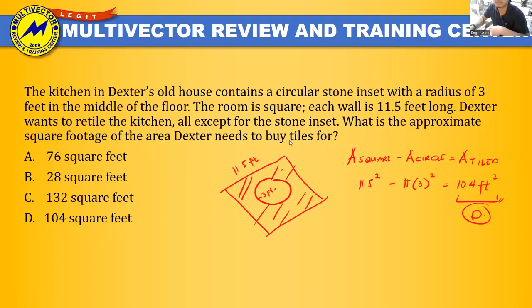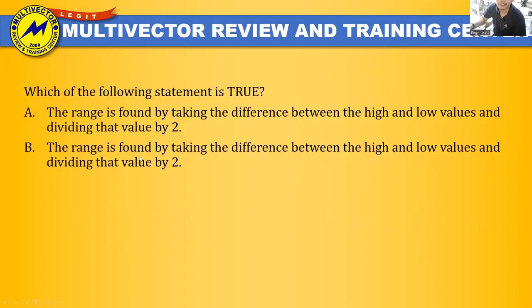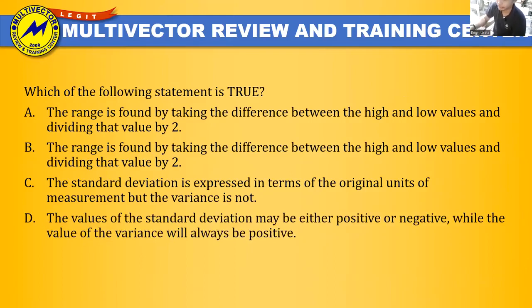Next problem. Okay, so which of the following statements are true? Okay, so dito, sinabi niya, if the range is found by taking the difference between high and low, dividing by 2. Okay, take note, in terms of range, pag sinabi nating range, it is actually directly the maximum value of the data set minus yung minimum natin.